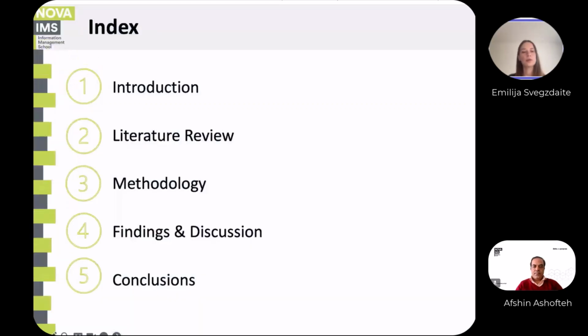Today I'm going to go through the introduction, what my topic is going to be about. Then I'm going to present key insights from the literature review that I found the most interesting. I'm going to walk you through my methodology that helped me to answer my raised hypothesis. And finally, probably the most interesting part will be findings and discussion, as well as conclusions of the topic itself.